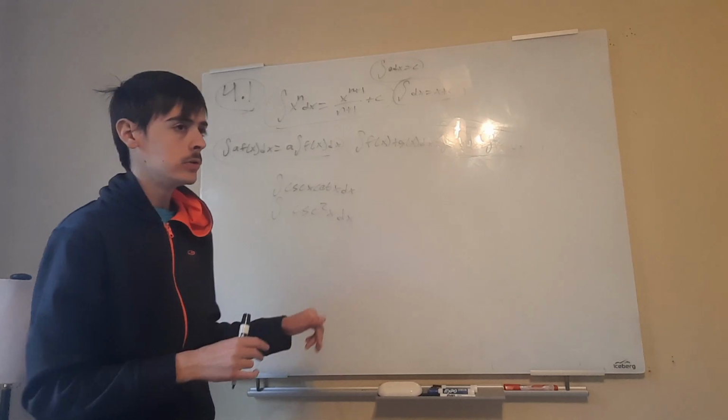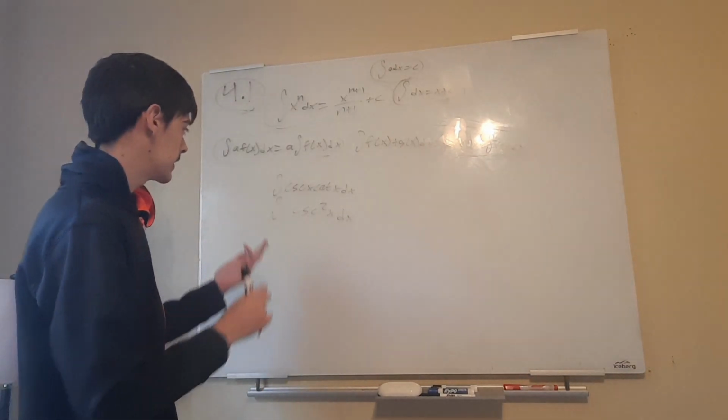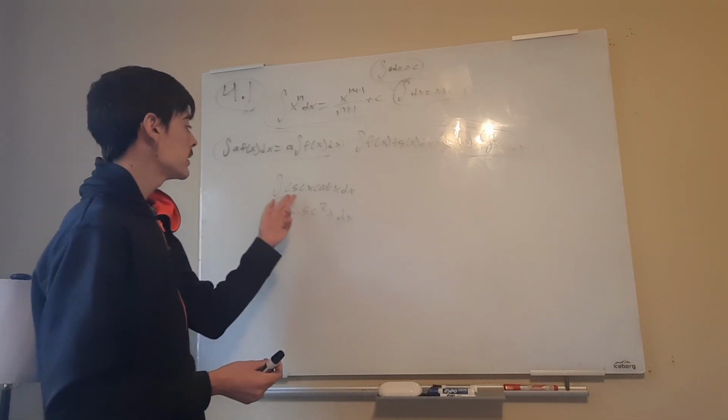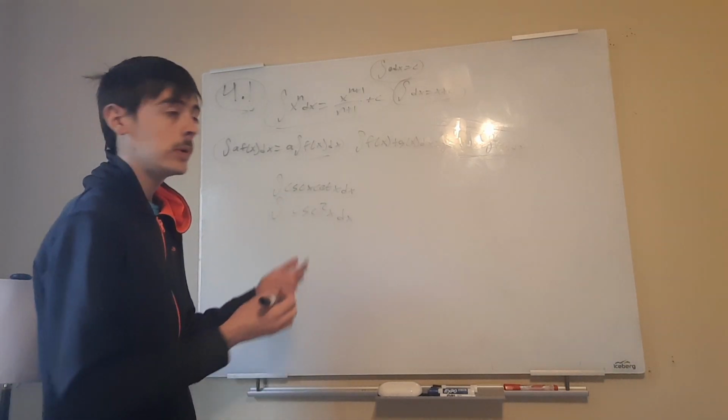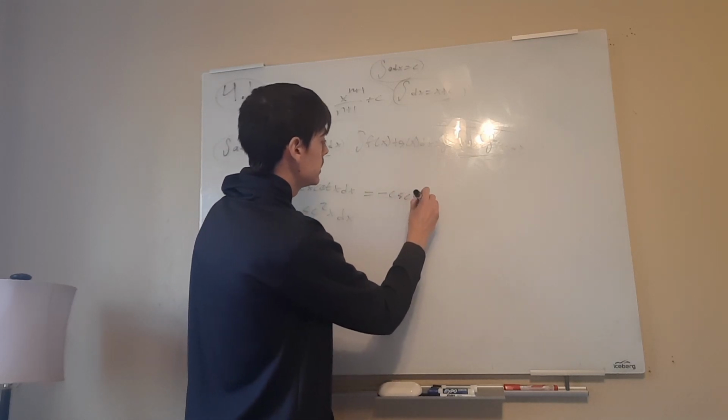All right, these last two, there's a bit of a sign difference, kind of like how there was with sine and cosine, but it's still very similar. So if we integrate cosecant x cotangent x, we are going to get negative cosecant x plus c.